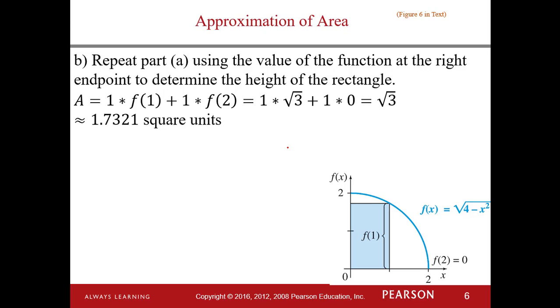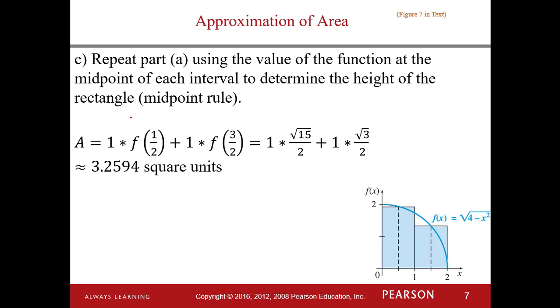We could repeat the same exact example now using the right endpoint. So in this case we have f of 1 for the first rectangle, and the right endpoint of the second one is going to give us f of 2 is equal to 0 here. So now we get 1 times f of 1 plus 1 times f of 2, which once we calculate that we just get square root of 3 since f of 2 is just 0. So now our approximation is 1.7321 square units, which is a relatively big difference, right?